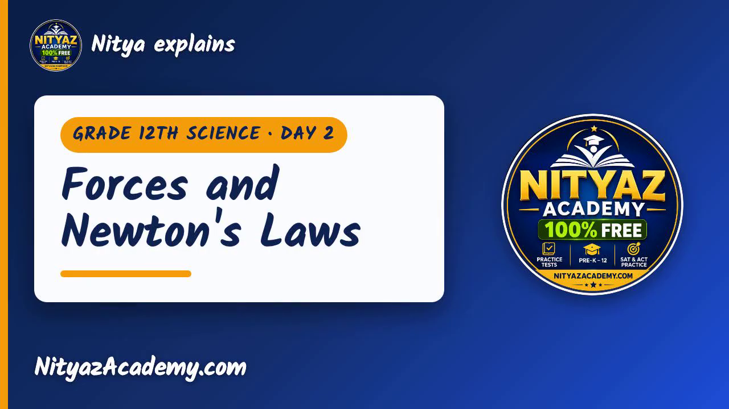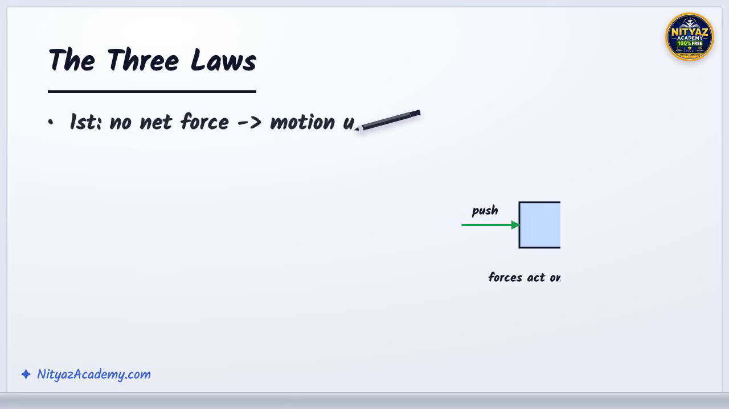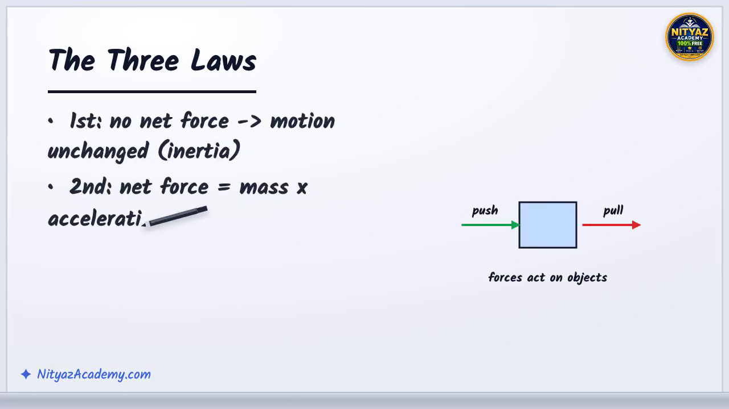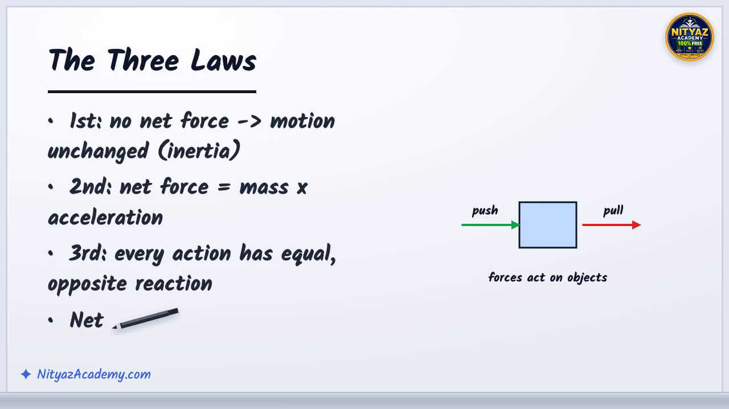Let's learn forces and Newton's laws together, step by step. Newton gave us 3 laws that govern all everyday motion. The first law: with no net force, an object keeps doing what it was doing, whether resting or moving steadily. The second law says net force equals mass times acceleration. The third law tells us forces come in pairs, equal in size and opposite in direction. The net force is simply all the forces added as vectors.